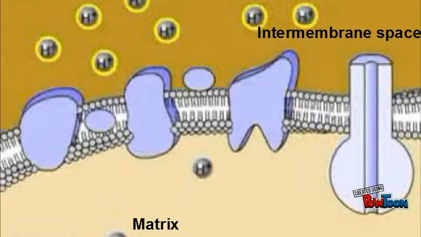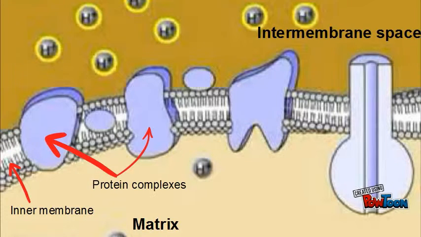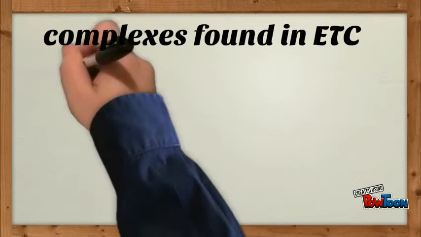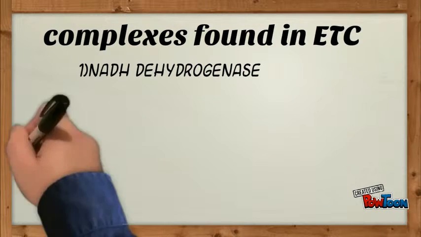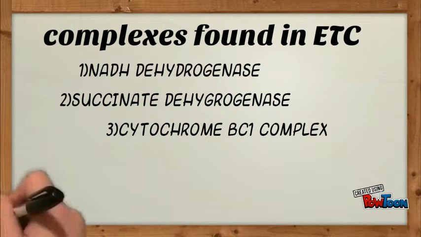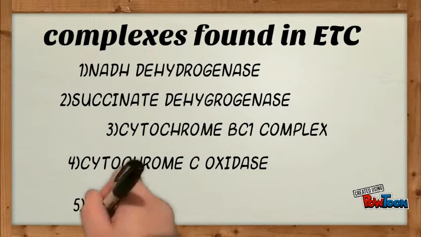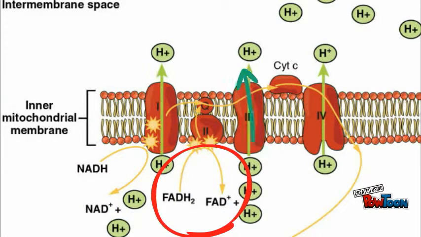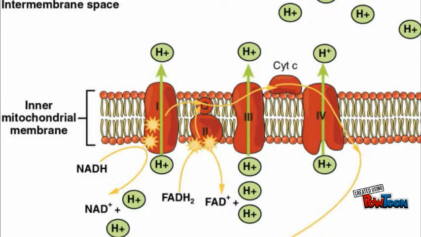Intermembrane space of mitochondria, mitochondrial matrix, inner membrane, protein complexes, plasma protein, cytochrome C, and ATP synthase. There are 5 complexes in ETC. They are NADH dehydrogenase, succinate dehydrogenase, cytochrome bc1, cytochrome c oxidase, and ATP synthase. When NADH is oxidized into NAD+, H+ are produced. Those H+ go to the intermembrane space through complex 1. When FADH2 is oxidized into FAD, the H+ produced go to the intermembrane space through complex 3.